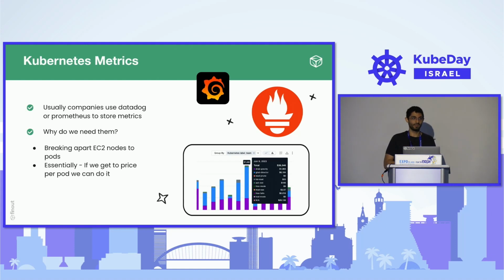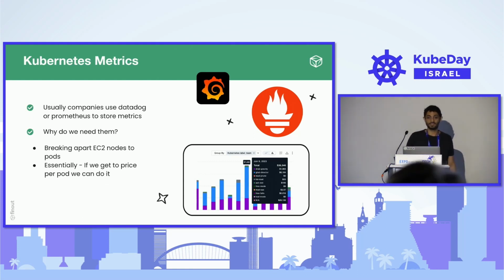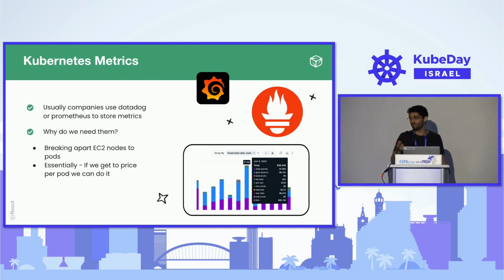And what we decided to do is use these metrics as a building block in order to split apart the underlying EC2 nodes that these pods were running on, thus enabling us to use all of the pods' metadata as the most granular unit of cost that we are able to attribute costs to.